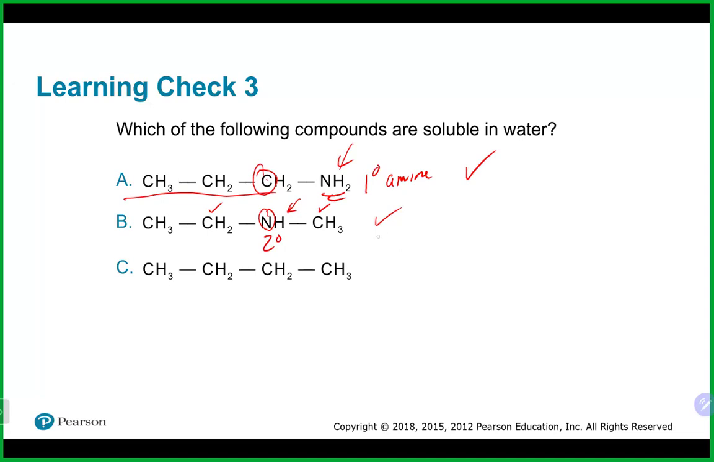Bottom one is not an amine. That's a good old alkane happening there. That's nonpolar all day, right?